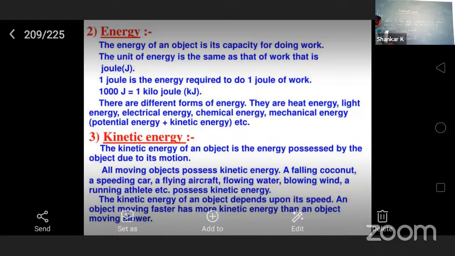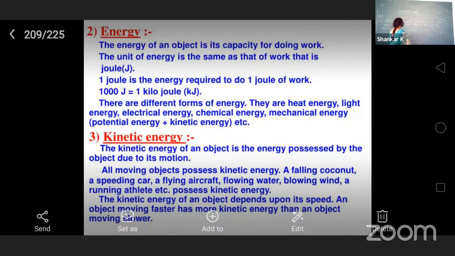So this 4 meters per second whole square means what we do? Half into 15 into 4 meters per second into 4 meters per second. Then what is the answer, students? When you multiply and divide it, you will get 120.